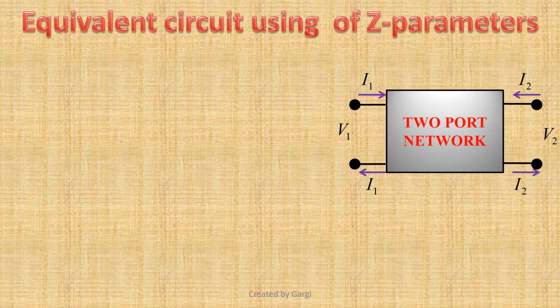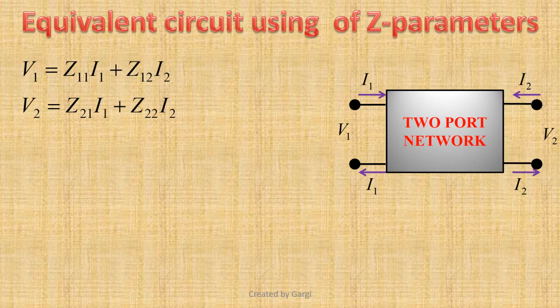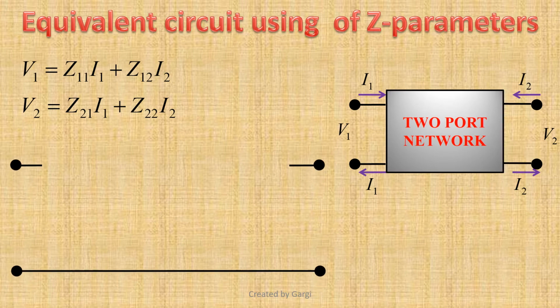Now let us draw the equivalent circuit using Z parameters. The linear equations used to describe a two-port network using Z parameters are V1 equals Z11 I1 plus Z12 I2 and V2 equals Z21 I1 plus Z22 I2. We have to implement these two equations while drawing the equivalent circuit. Let us draw the input and output ports first. And now let us assign the port voltages and currents.